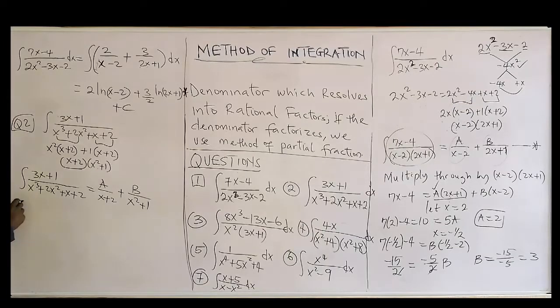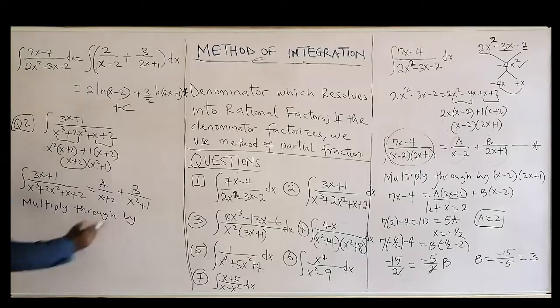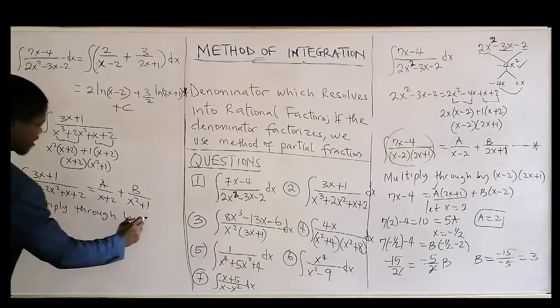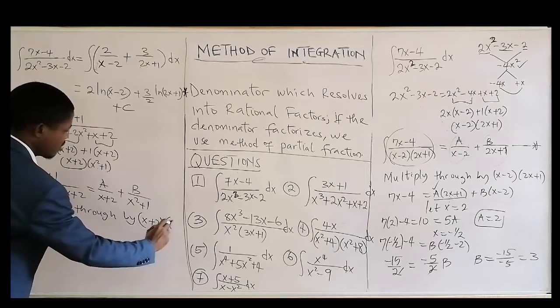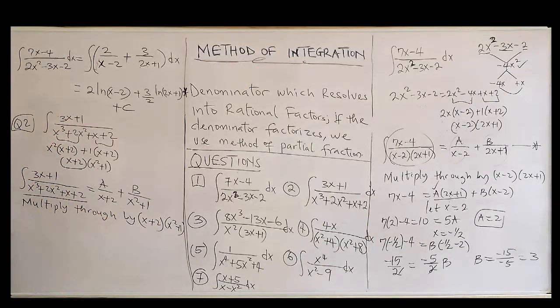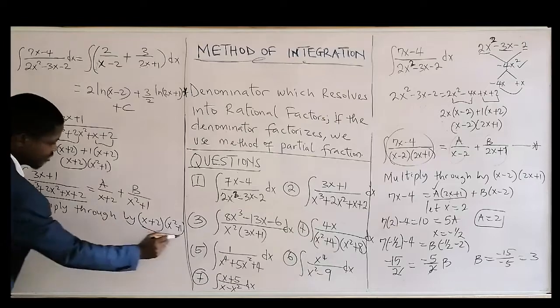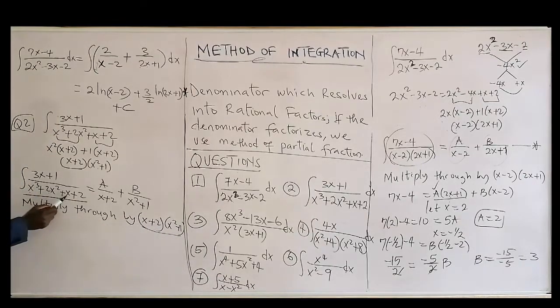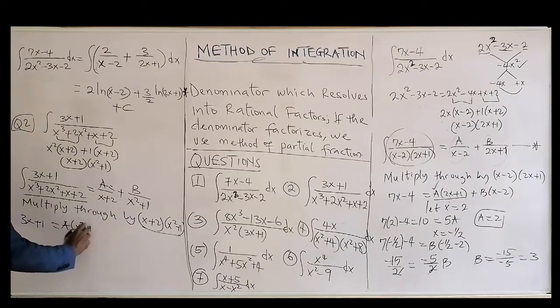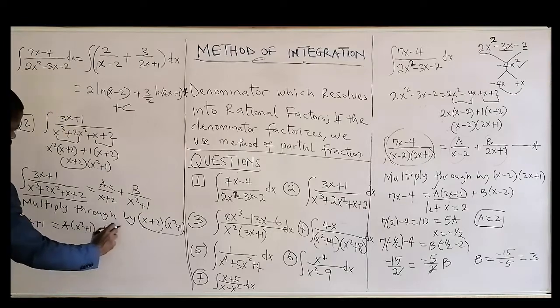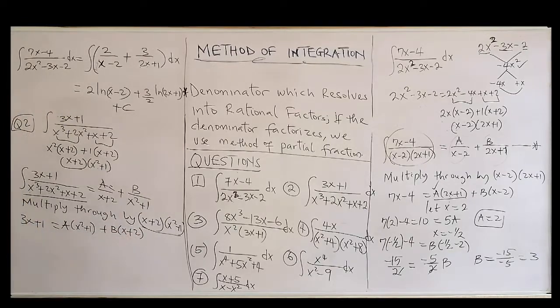So multiply through by the common factor. That will be equal to what? X plus 2 into bracket s squared plus 1, which is the same thing as s cubed plus 2x squared plus x plus 2, and that will give me 3x on the left hand side equal to this one times this one, a s squared plus 1, and this one times this one, plus b into bracket s plus 2. So this is what we have.